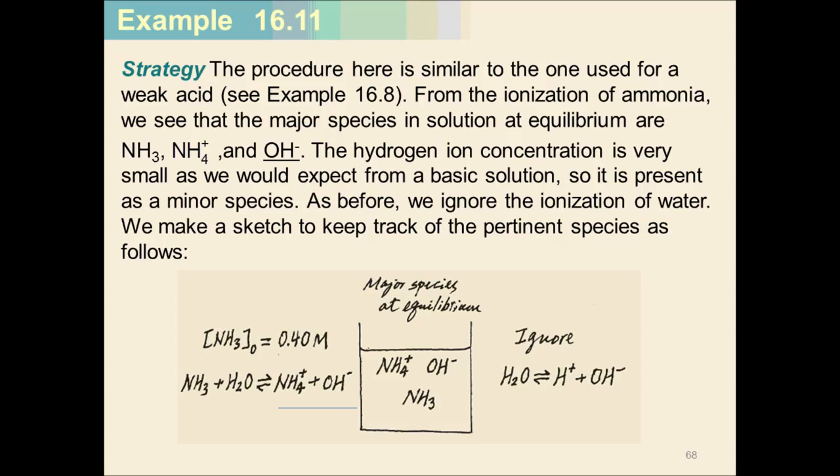First, from the ionization of ammonia, we see that the major species in solution are the ammonia, the ammonium ion, and the hydroxide ion. And again, it's always good to maybe have a picture of that from our reaction, that the ammonia and the water made the ammonium ion and hydroxide. The hydrogen ion concentration is very small, as we would expect from a basic solution, so it's present as a minor species. As before, ignore the ionization of water, and we again make a sketch. And as we said, ignore this slight amount of hydrogen ion that's made.